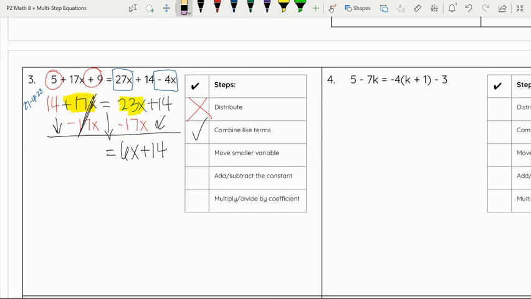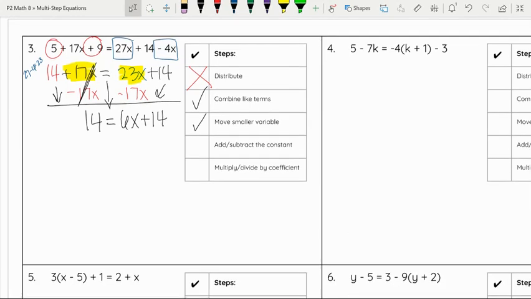Just gonna move this over. So we get 6x plus 14 equals 14. So I move the smaller variable, that's done. Next step is to add or subtract the constant. So the constant I wanna get rid of here is whatever's on the same side as this letter x. So in this case, I wanna get rid of the 14. And I'm going to do that by doing the opposite, which is minus 14.